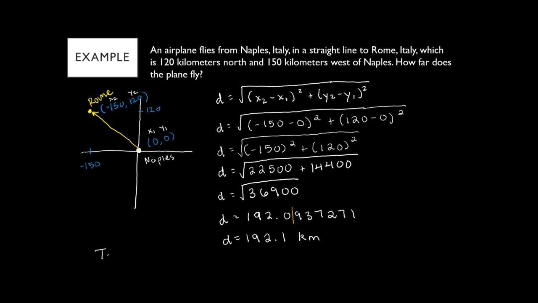So we would say the plane flew 192.1 kilometers. I'm not sure what would be the proper tense here. So you would then give your final answer as a sentence so that it's very clear that you know what the answer is, and you're double checking that you've actually answered the question asked. So I have to go back to the problem and say, oh, it says, how far does the plane fly? So make sure that that is my answer.